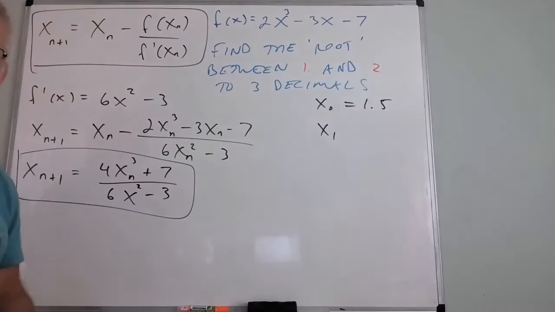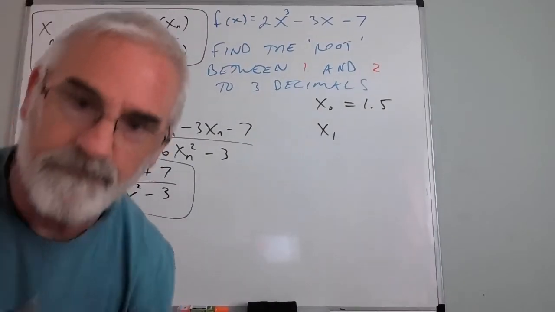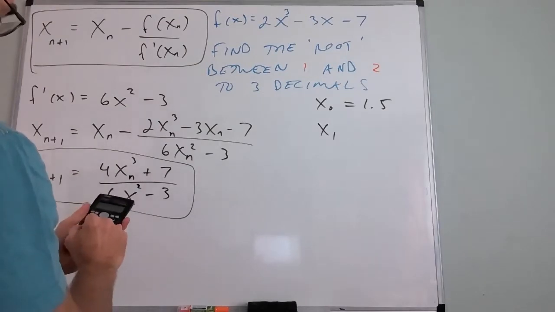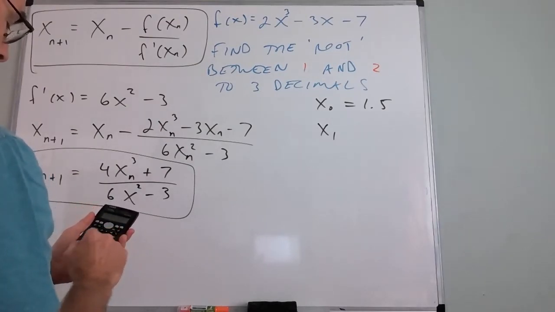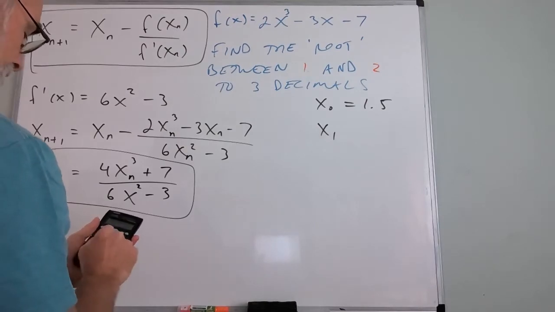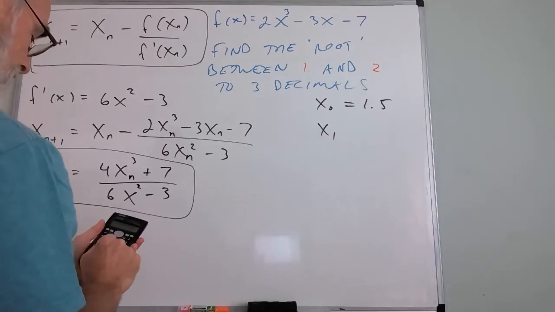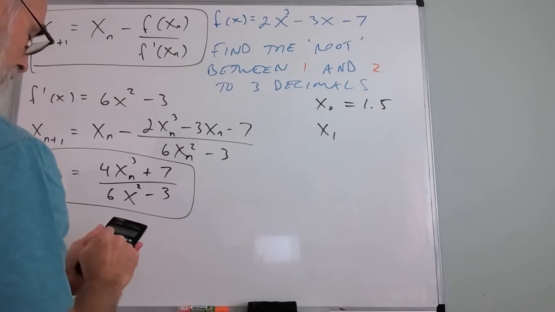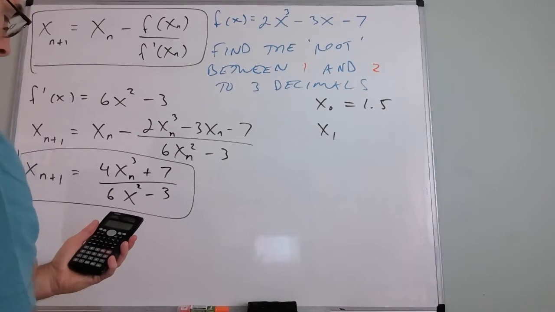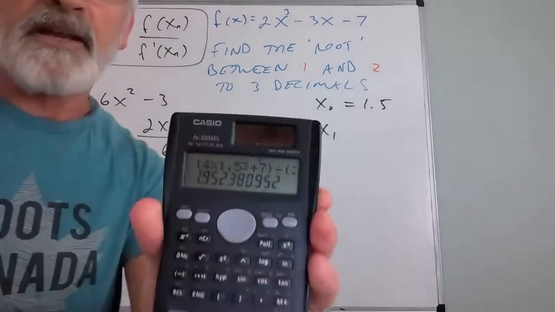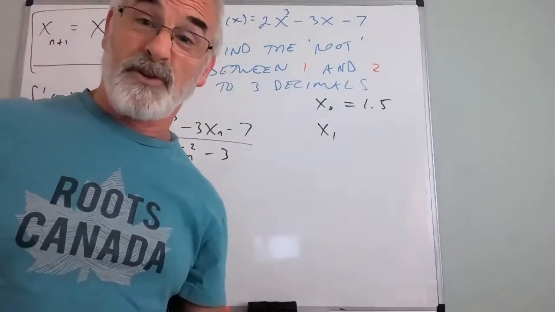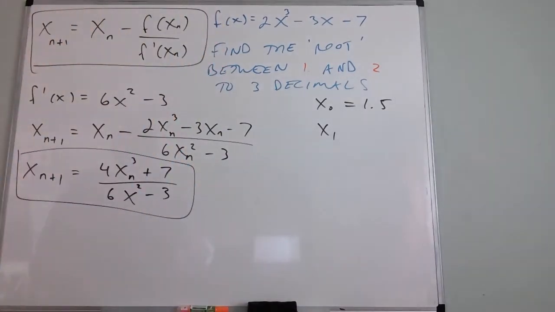Now we're going to calculate x1. Okay, so take 1.5, put it in there. So 4 times cubed plus 7 over 6 times... Okay, so I got some big, icky, nasty decimal on my screen. My suggestion is always do it twice, by the way, in case you made a misentry.